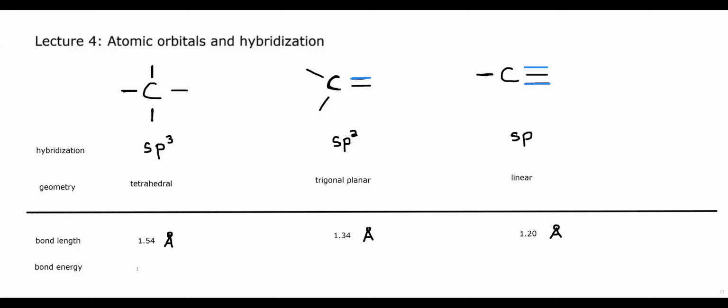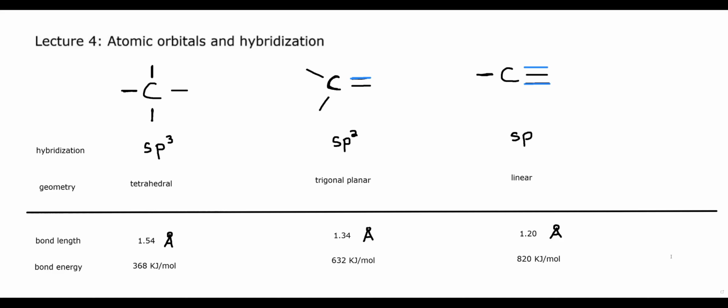The bond energy, these are in kilojoules per mole. Single bonds, the energy required to break a single bond, 368 kilojoules per mole. For a double bond, almost twice as strong, 632 kilojoules per mole, which makes sense because now there's two bonds. And the triple bond, 820 kilojoules per mole. So the triple bond is stronger than the double bond, which is stronger than the single bond.